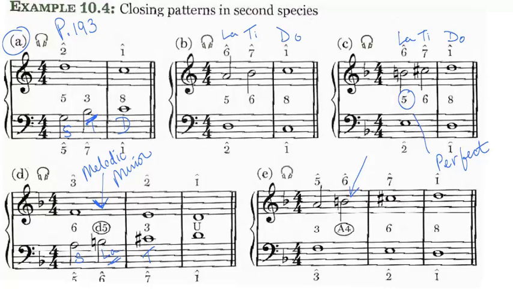Notice that we can't do la, ti, do below. If, for example, we tried to do an A here, la, ti, do, we would get a dissonant fourth, and that's not allowed. We can't have that. So ti, do is your best option below. La, ti, do above. And by the way, we can't do sol, ti, do above for the same reason. If we wrote a G here, it would give us a fourth, and that's no good.